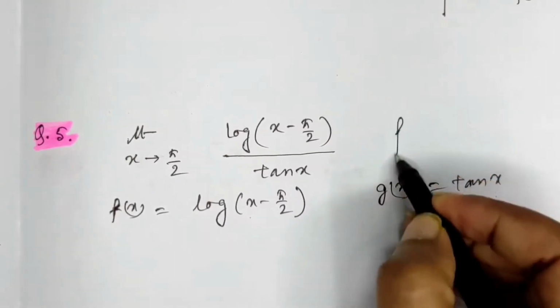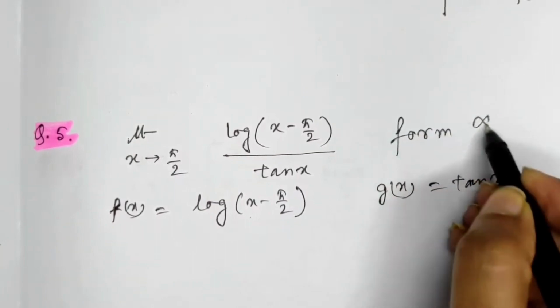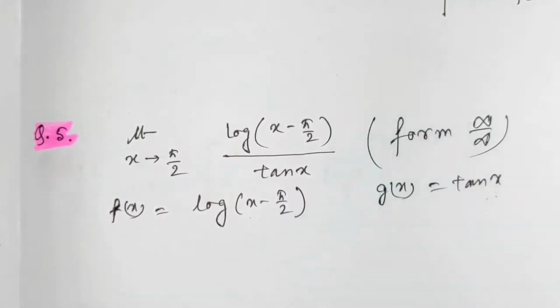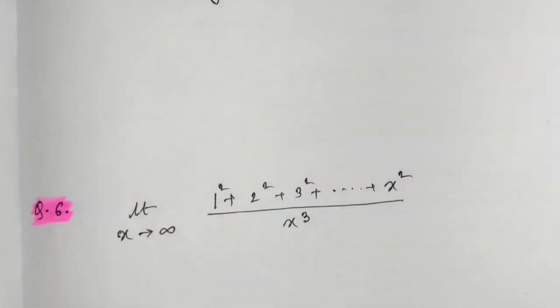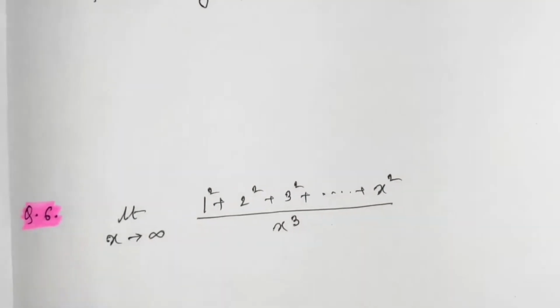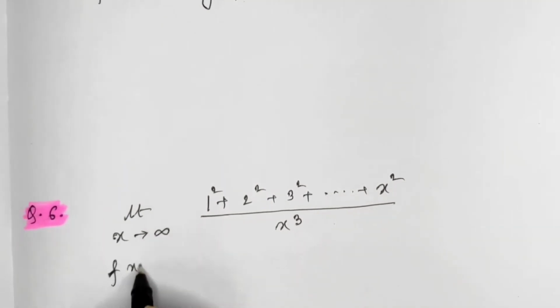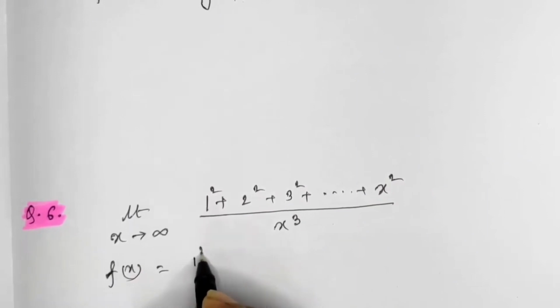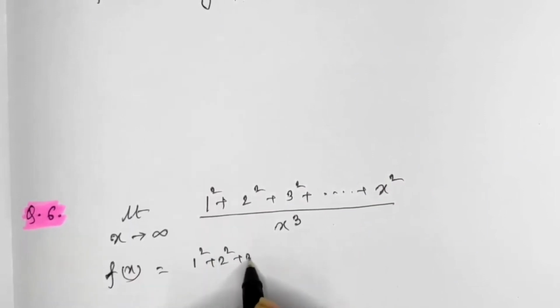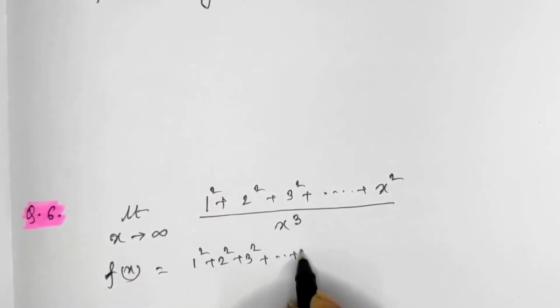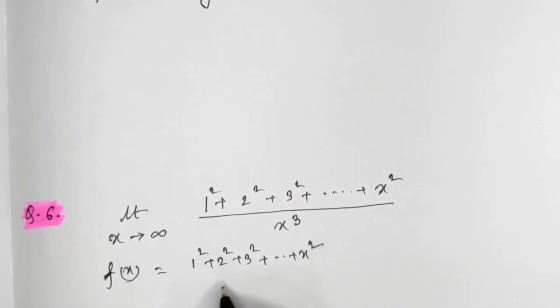So this is in the form of infinity by infinity. Similarly, let us consider one more example. Here in this example we shall find that f(x) is equal to 1 square plus 2 square plus 3 square, and in this way it goes up to x square.